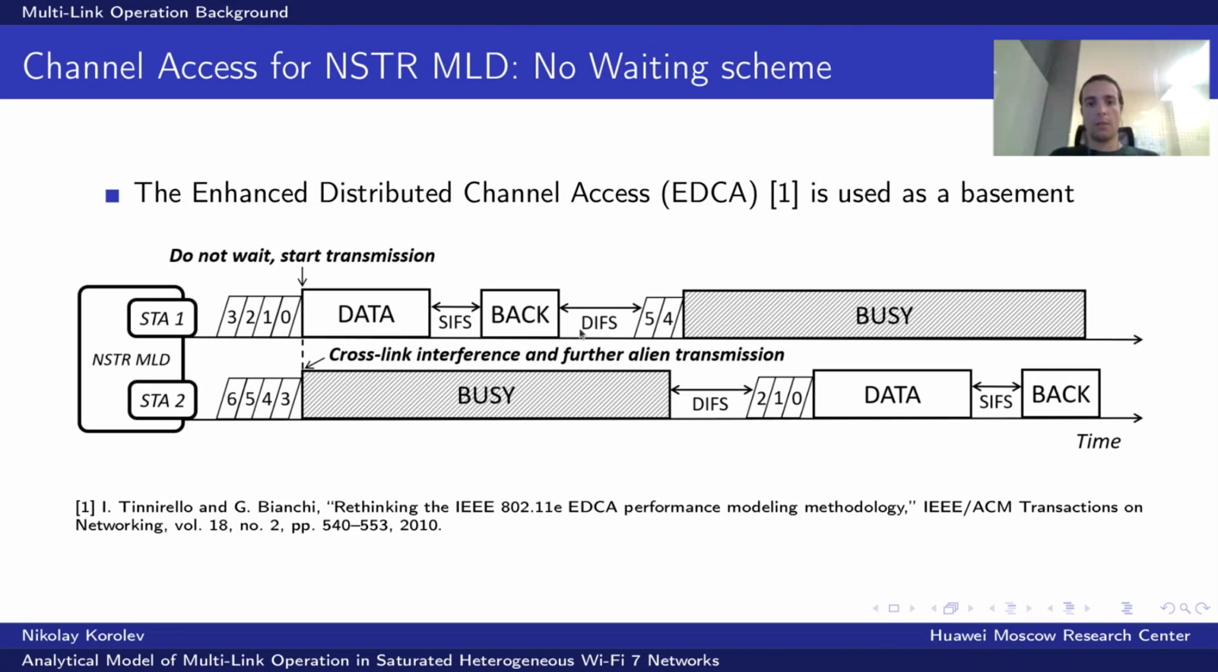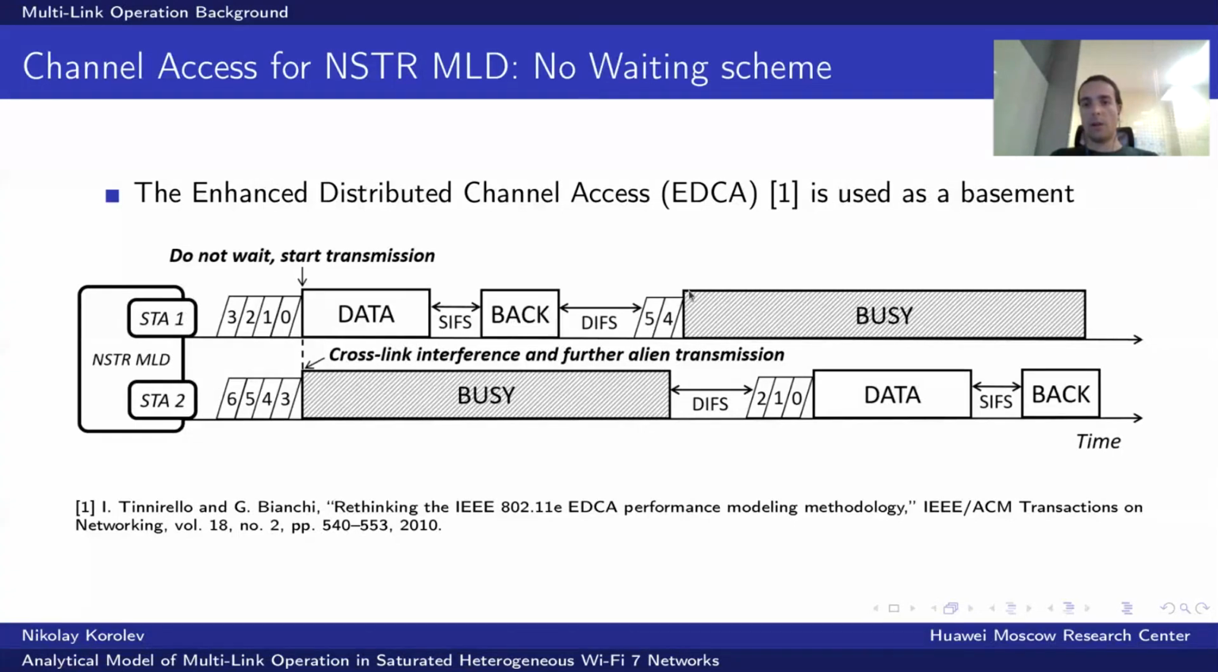Then, in this case we perform a successful transmission, and at the same time in the second link there is an ongoing alien transmission from some other station. That is why the busy period in the second link can be much longer than the duration of our successful transmission in the first link. So after the successful transmission, when we start to count back off once again in the first link, it can happen that the second link is busy and we are working only in one channel.